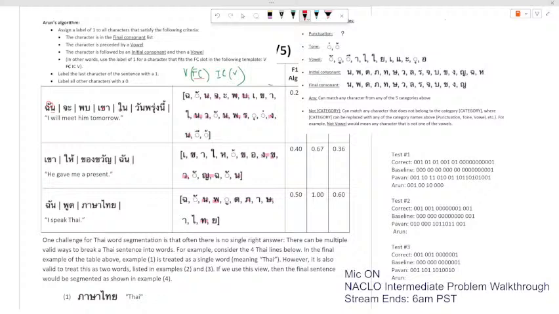Now we have two of these. This is a vowel. This is a final consonant. So, preceded by a vowel, followed by an initial consonant, and then a vowel. Yep, so this one would work. So that's a 1. So it'd be 0, 1, which is correct.